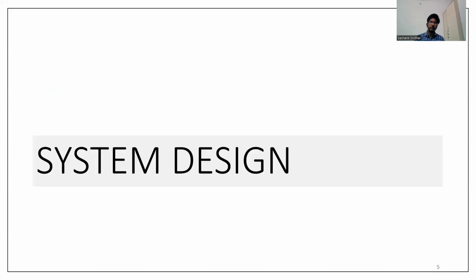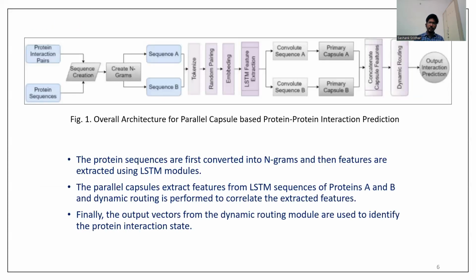System design. So this is a system design where we take protein interaction pairs and create sequences which are N-grams. Each sequence is then tokenized, randomly paired and embedded and fed to an LSTM feature extraction module. From the LSTM feature extraction, there are two parallel lanes which lead to the capsule network. Each lane is responsible for extracting features in a particular way from the same input. This results in the network learning features in multiple ways. Finally, the outputs are correlated by using a dynamic routing algorithm, and we try to make the output prediction.